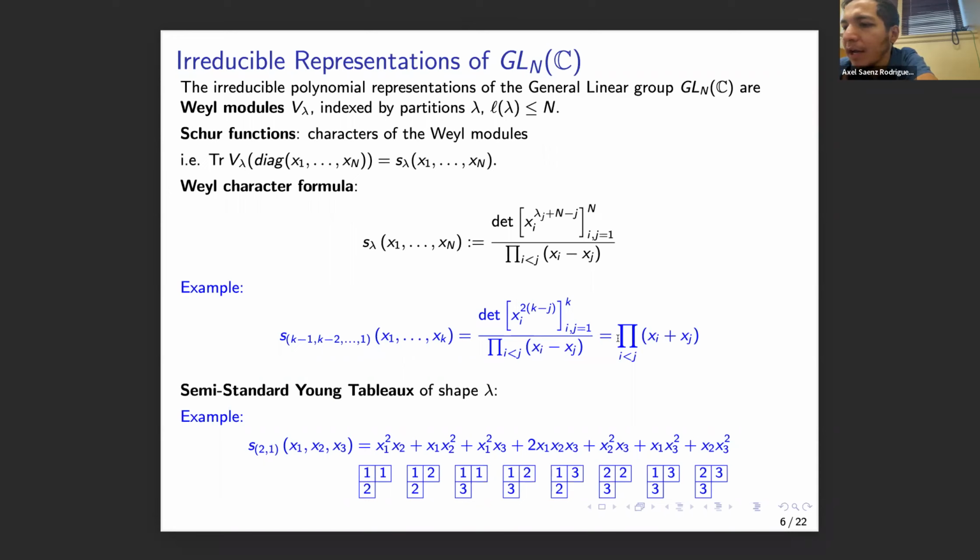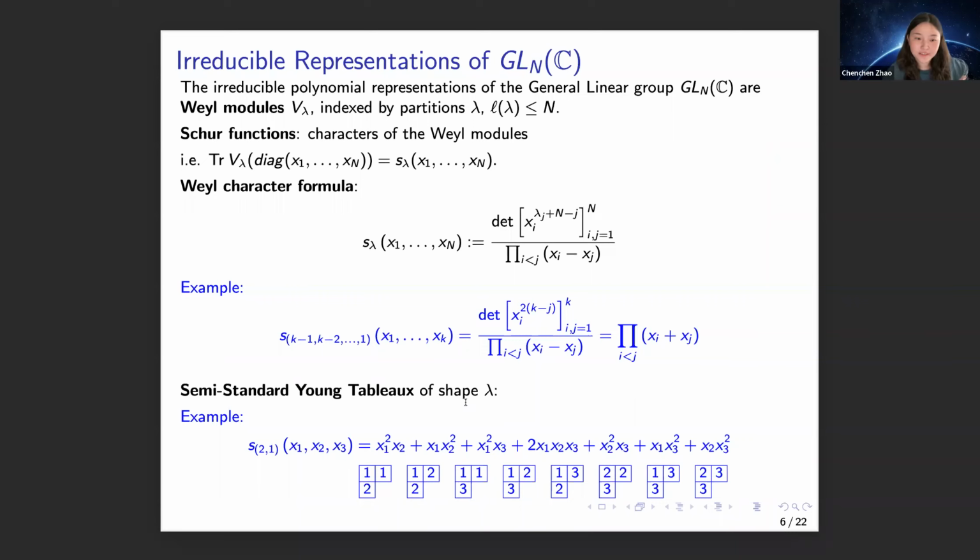Sorry, I have a quick question. For these characters, what do the variables x1 through xn represent? You mean in the Schur functions? So if we are evaluating at the diagonal matrix x1 through xn. I see. Okay. All right.